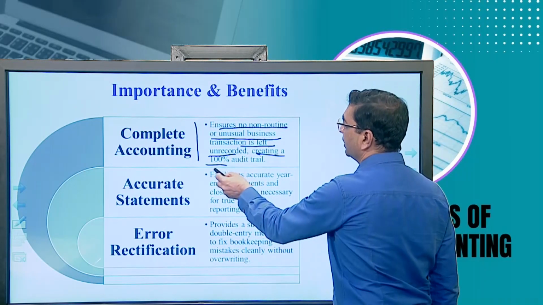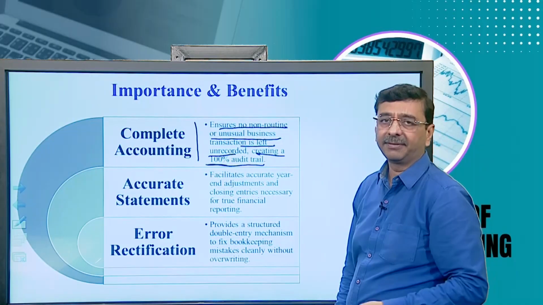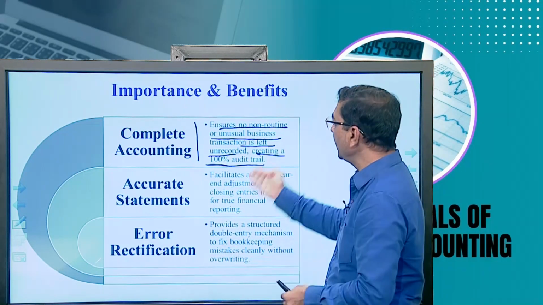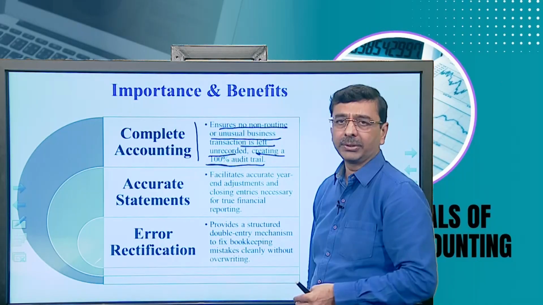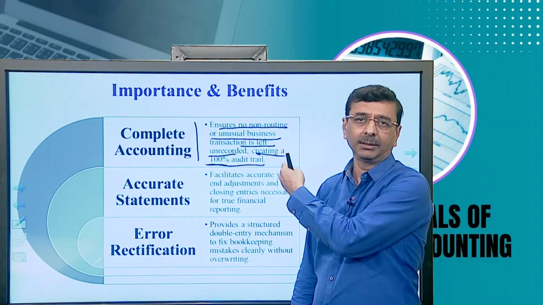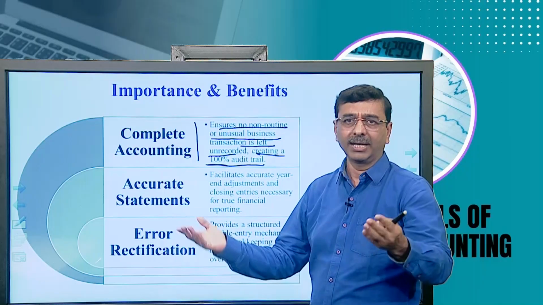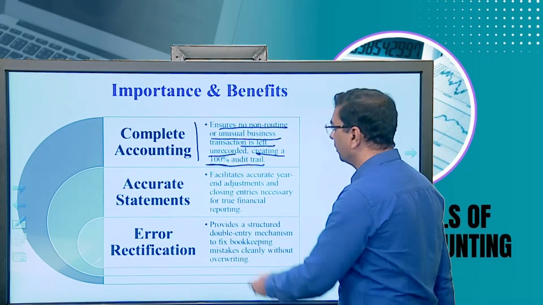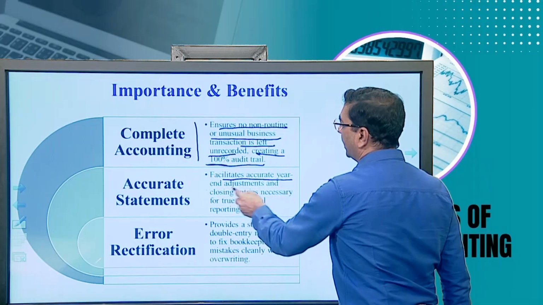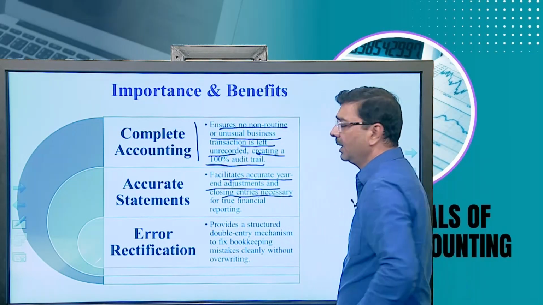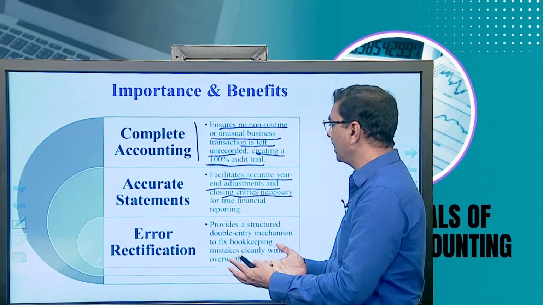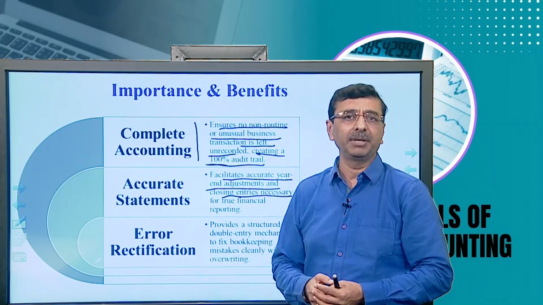So a 100% audit trail can be identified through the general proper. Those transactions which are non-routine and unusual business transactions have to be recorded in the general proper so that the audit can be easily completed. Accurate statements facilitate accurate year-end adjustments and closing entries to be done, so that the true financial reporting and financial picture can be identified.